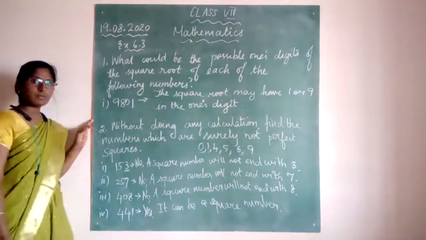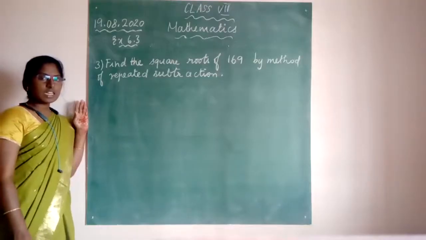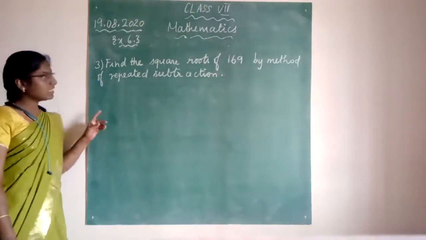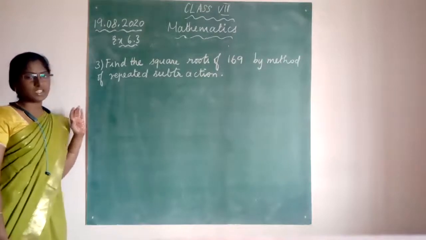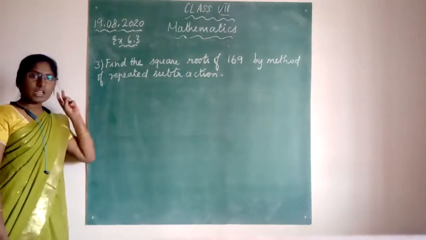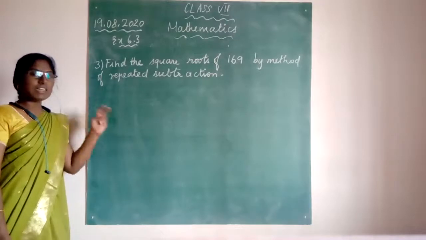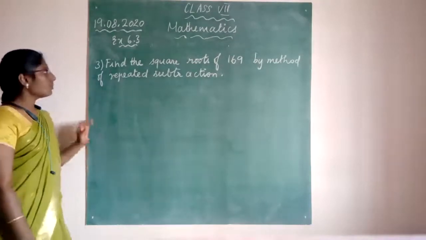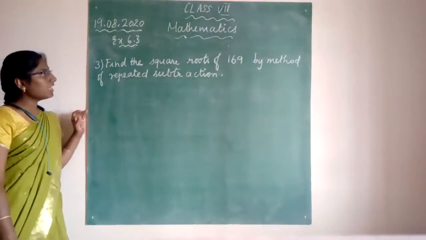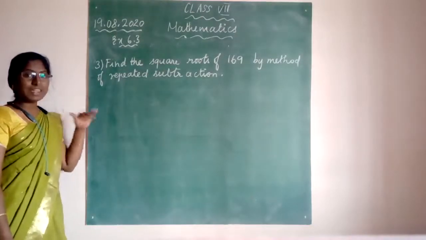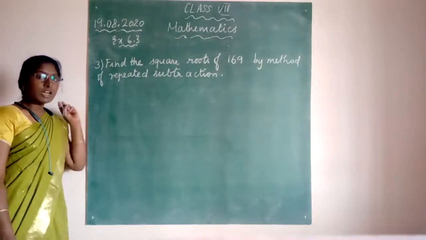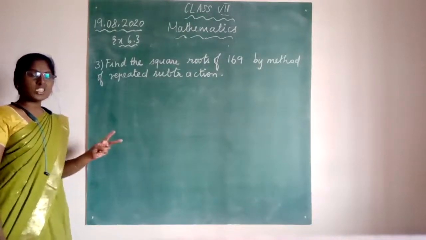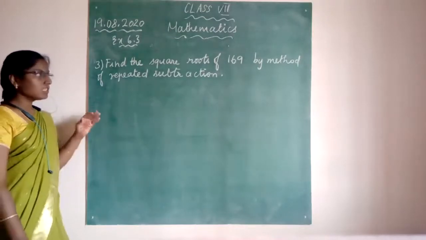Is it clear? This is the final question of today's class. Third question, find the square root of 100 and 169 by the method of repeated subtraction. Actually the question has 100 and 169, but I will do 169 for you and you have to do 100 as your homework. So look here, we are going to find this square root by repeated subtraction. I already said to you that we have two methods to find square root. The first one is repeated subtraction. The second one is prime factorization. First we'll do this.